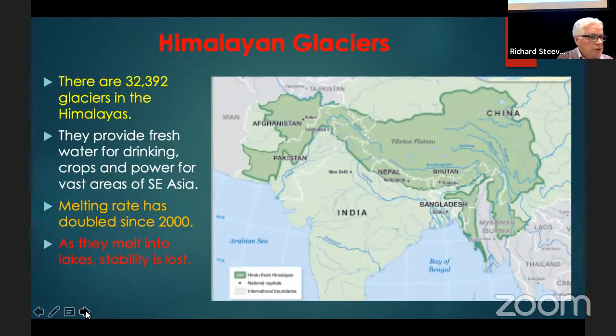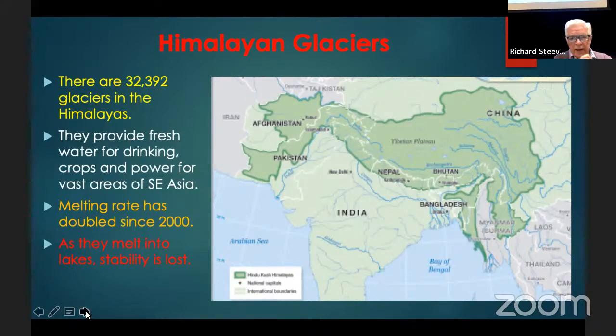Okay, now we're gonna jump from Greenland over to the Himalayas. I've never been to this part of the world, but I've been to India and China, but not to the Himalayas. And there are 32,000 glaciers in the Himalayas. That's an awful lot. They provide fresh water for drinking, for crops and power, for they have some hydro dams. But what's worrisome is this orange line here that says melting rate has doubled in the last 20 years. And as they melt into lakes, the stability is lost. So you start things going, and I'll show that a little bit in a few minutes.